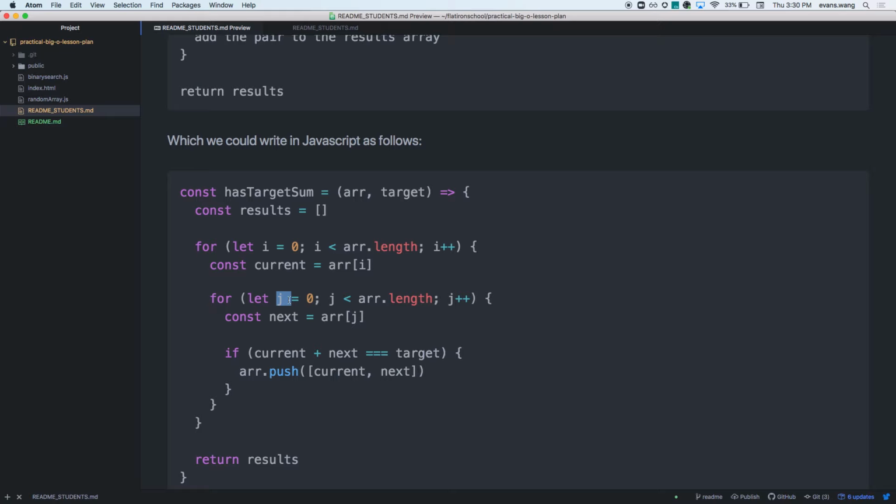So the idea here is when you're looking at the first item in the array, you have to look at every other item. And then when you're on the second item, you have to look at every other item. And when you're at the third item, you have to look at every other item in the array to see if they add up to the sum. And if it does, then you're going to push the array of the current and the next, whatever i gives you and whatever j gives you. And then you can simply return the results.